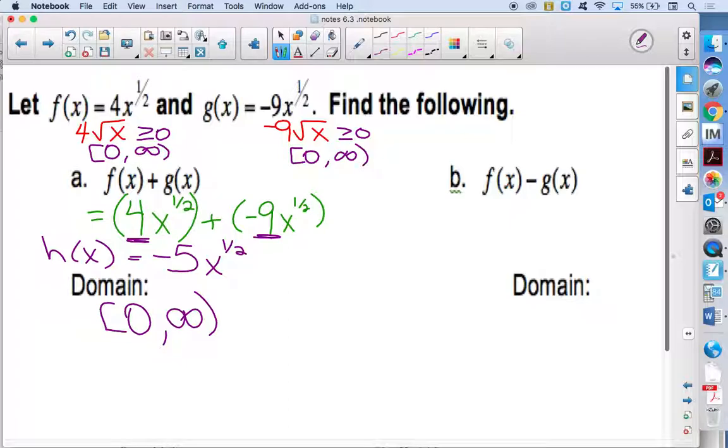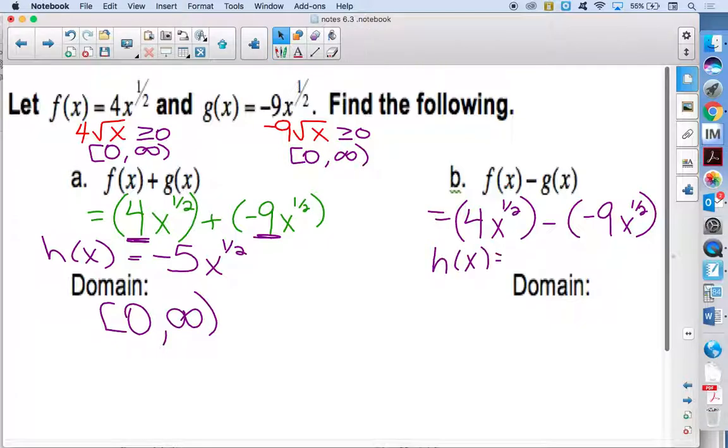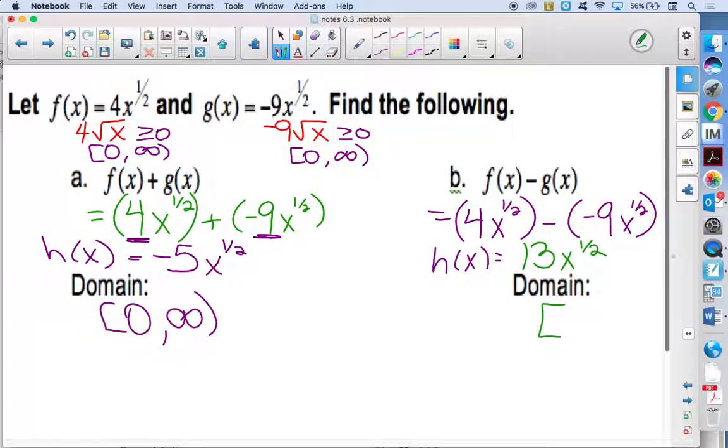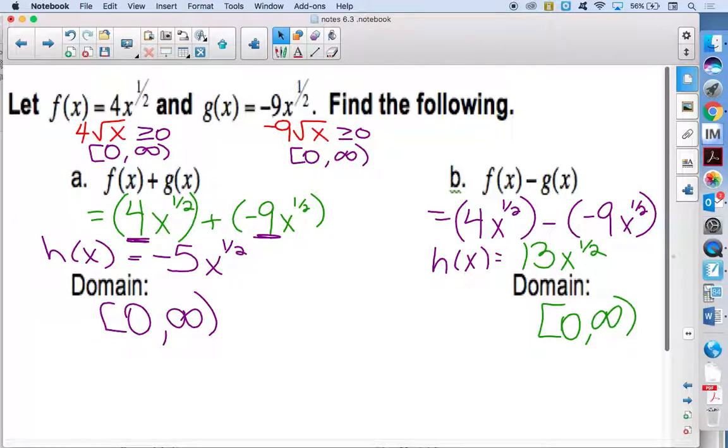So the second one we're subtracting. So we have 4x to the 1/2 minus negative 9x to the 1/2. So David, what would that new function be? And the domain would be? Yep, 0 to positive infinity. So all four of those examples dealt with adding and subtracting. Are there questions with those?